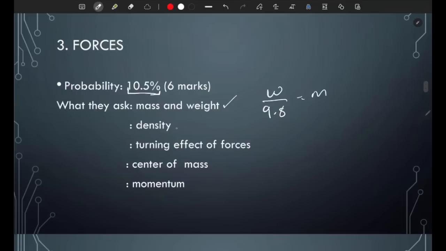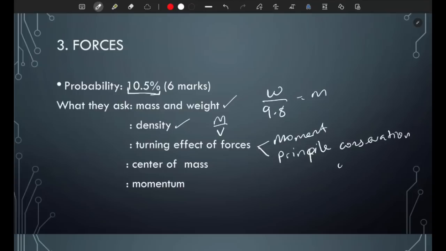The next one is density. You should know the formula for density, which is mass over volume. And the third one is turning effect of forces. Now this is mostly moments. You should also know what the principle of conservation of moments is. So what is the principle of conservation of moments? The sum of the clockwise moments is equal to the sum of the anti-clockwise moments for an object in equilibrium about the same pivot.